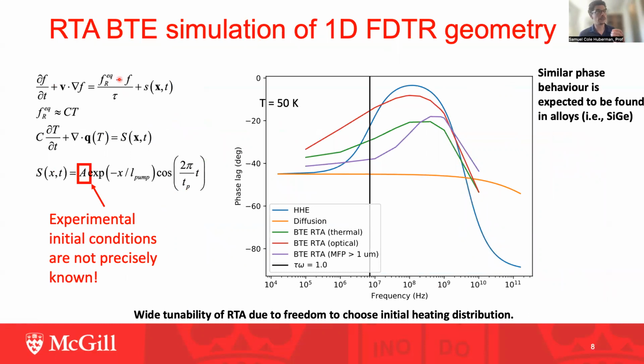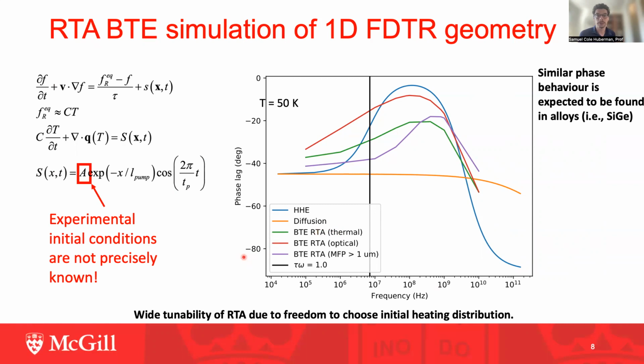So what about an actual FDTR simulation? For that, we turn to the relaxation time approximation of the BT and restrict ourselves to 1D geometries. What would the RTA predict for a given phase relative to the diffusion equation and to the hyperbolic heat equation? And what we find is that the RTA is capable of predicting a wide range of phases for a given set of initial conditions. What do I mean by initial conditions? I mean that the initial population of non-thermal phonons that essentially drive the heat transport, your initial T0, is undetermined.